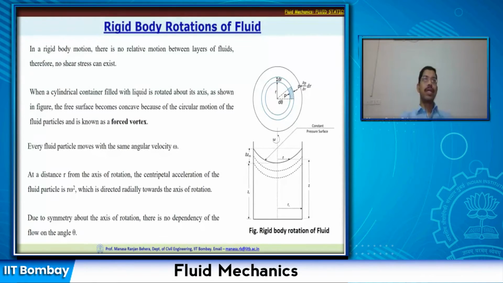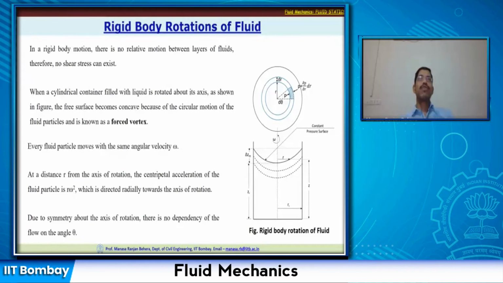So when a cylinder or cylindrical container filled with liquid is rotated about its axis, then the free surface becomes concave in shape. If you put water in a bucket and rotate the bucket, you will see that the shape of the free surface, or the top surface, is going to be concave. As you can see in this figure, you will have a higher elevation close to the wall of this rotating tank, and you will have a lower elevation at the center. So this is the kind of profile you will observe. This is a concave profile.